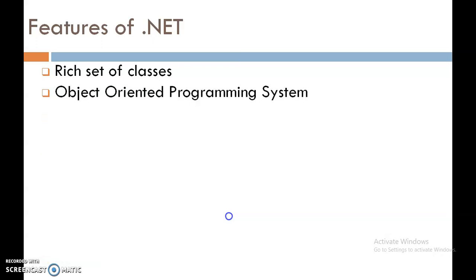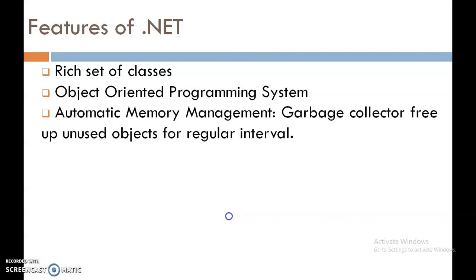Now, the next feature is the object-oriented programming system. VS.NET supports OOPS concepts, like we can create a class, object, inheritance, polymorphism, like C++ concepts in .NET. The third feature is automatic memory management. Visual Studio .NET handles memory on its own with the use of the garbage collector. The garbage collector frees up unused objects at regular intervals of time.